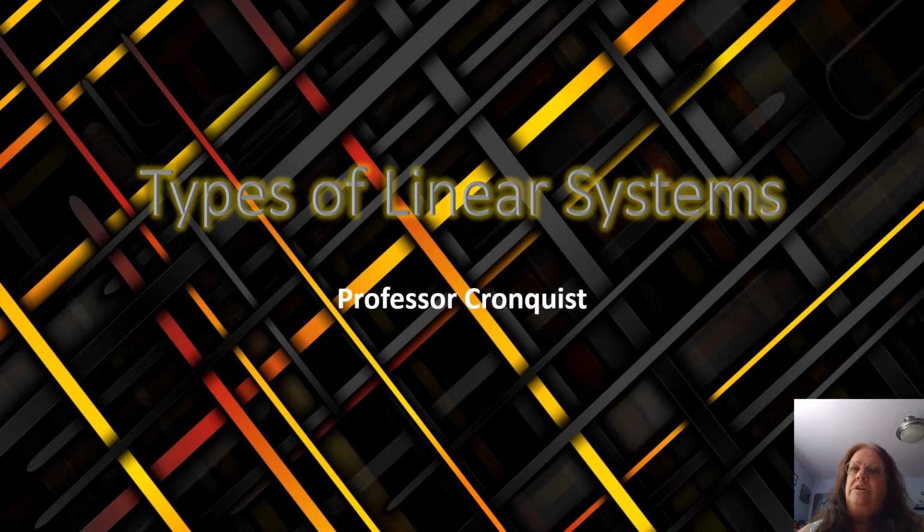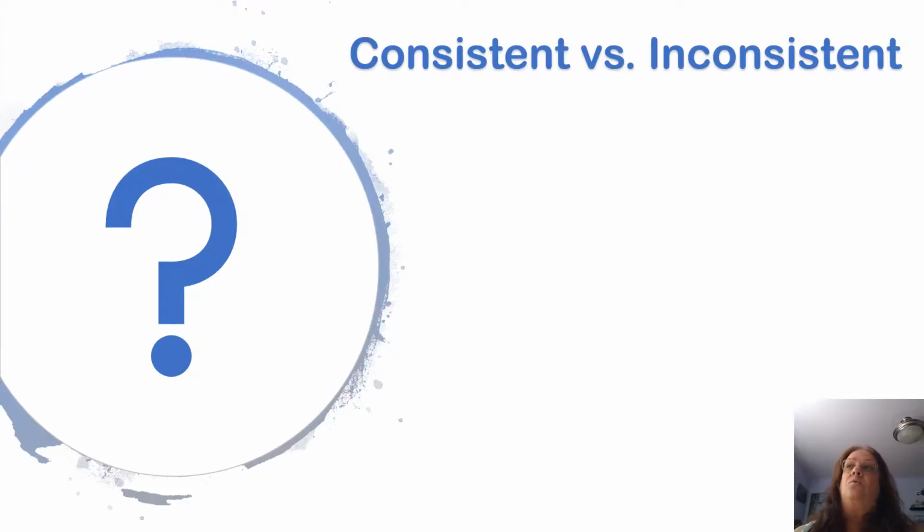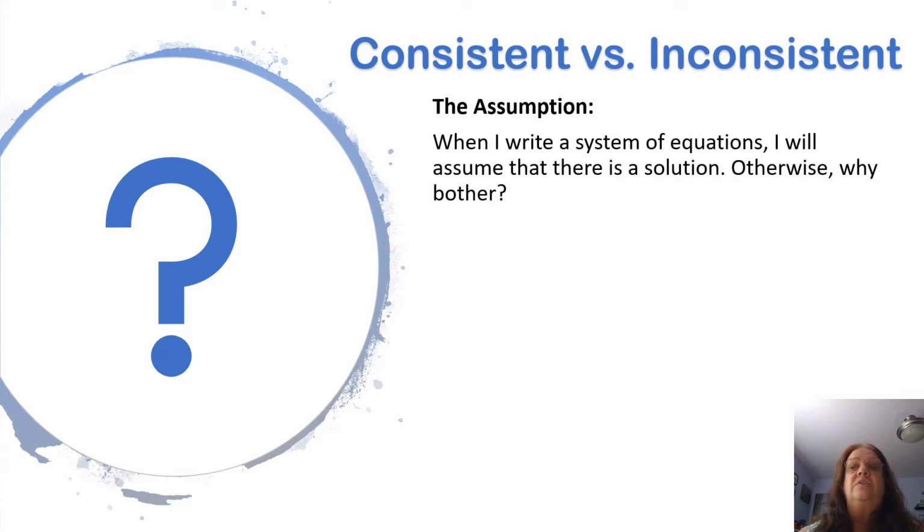Hello, we are going to do a real quick little lesson on the types of linear systems. First off, the major categories are consistent and inconsistent. Now, every textbook I've ever seen merely gives you definitions, doesn't explain a way to think about this. So that's what I'm going to do.